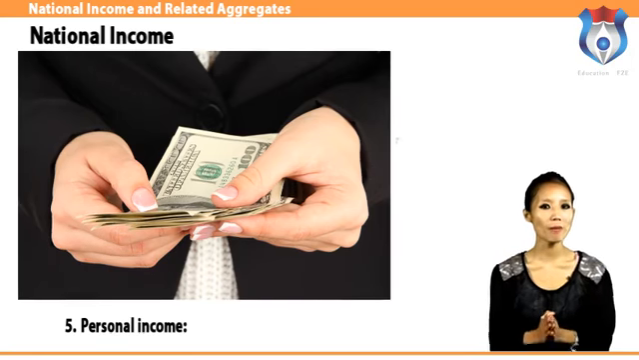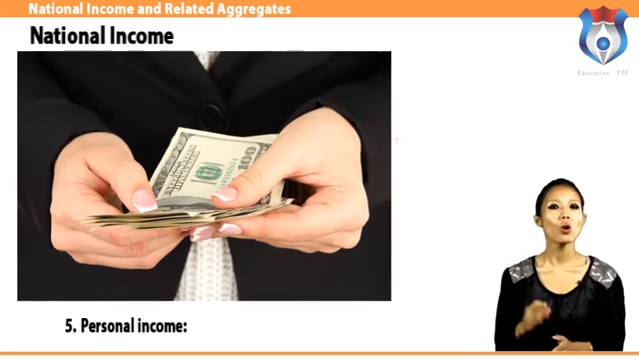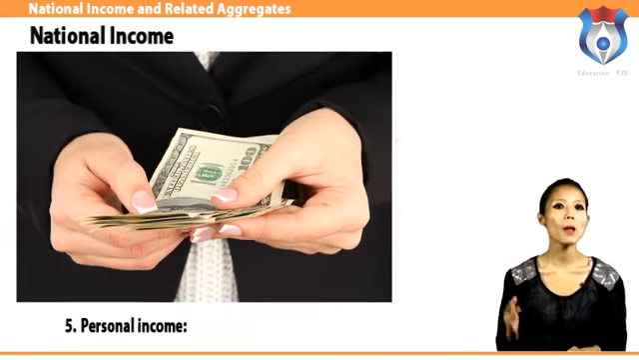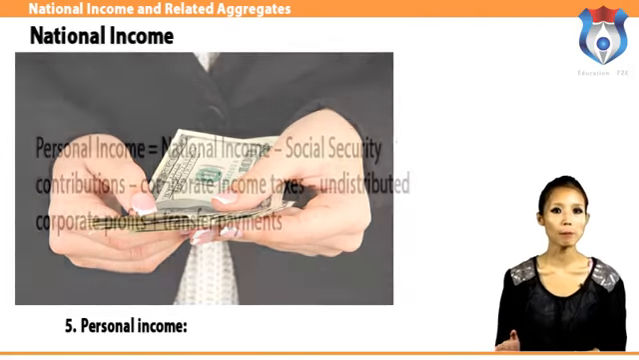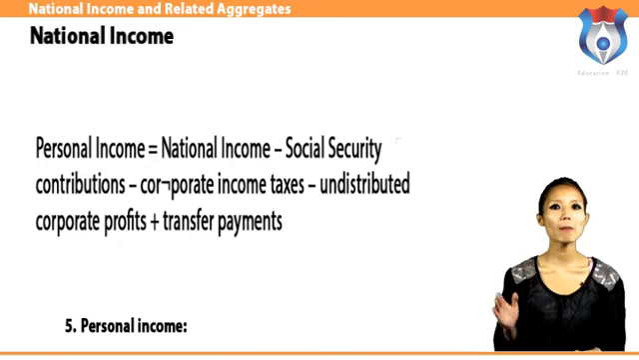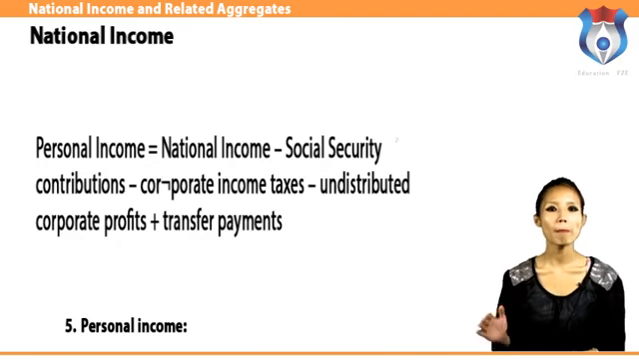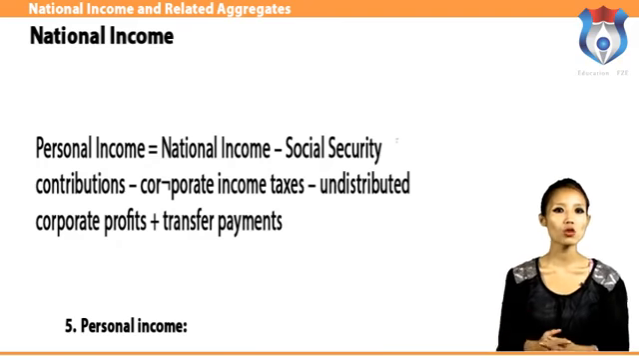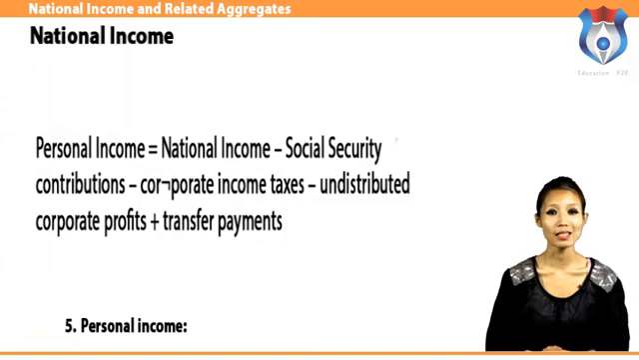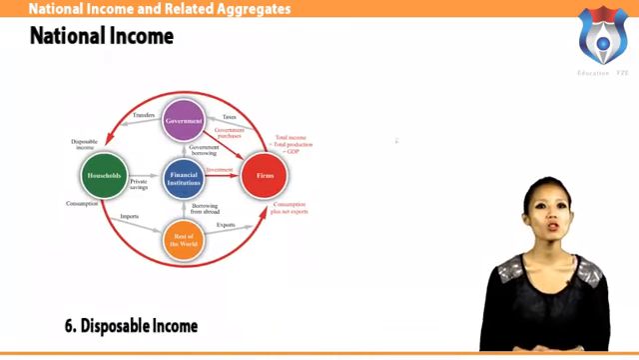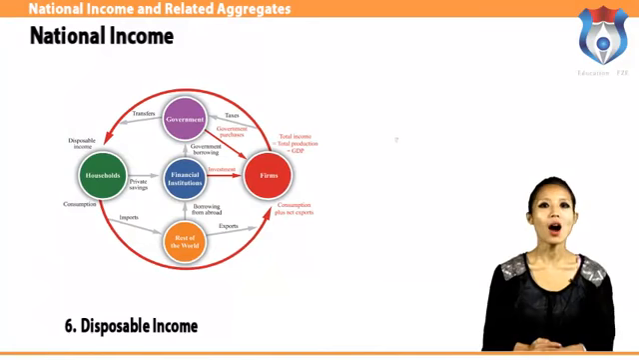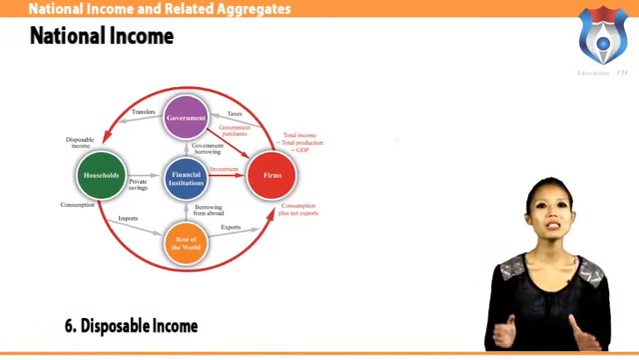Thus, in moving from national income to personal income, we must subtract the incomes earned but not received and add incomes received but not currently earned. Therefore, personal income is equal to national income minus social security contributions minus corporate income taxes minus undistributed corporate profits plus transfer payments.